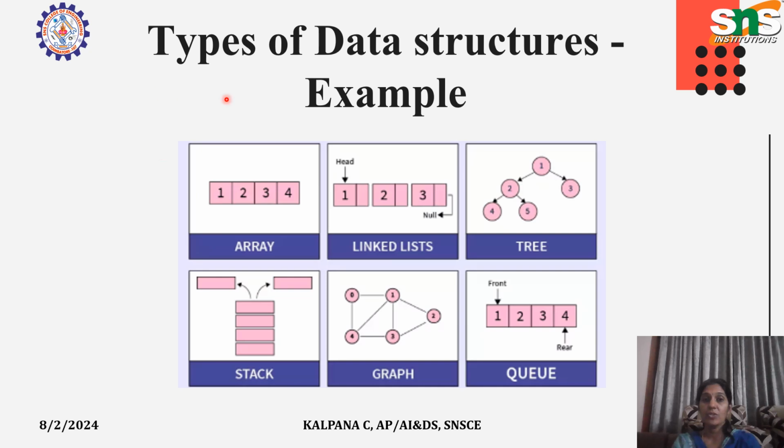This image shows the types of data structures. These are examples of types of data structures. We have discussed two types, linear data structure and non-linear data structure. These are the examples for linear and non-linear. Linear means arrays, linked list, stack and queue. Non-linear is trees. Tree data structure will look like this and graph data structure will look like this. These are the examples of data structures.